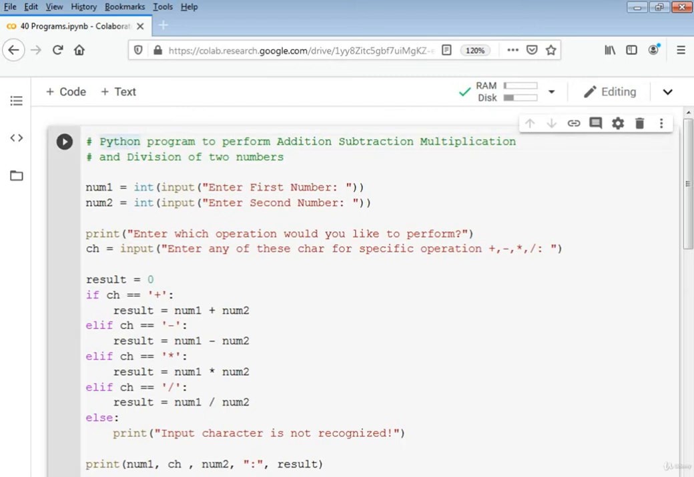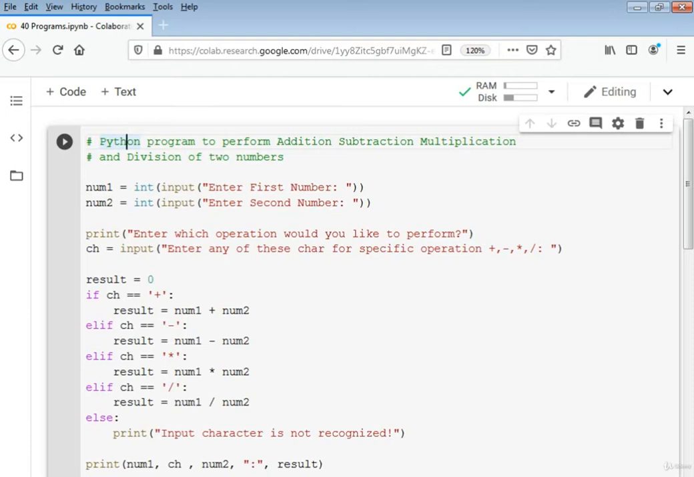This is the Python program to perform addition, subtraction, multiplication and division of two numbers. Here we will take the input of the first number, then we will take the input of the second number, then we will print "Enter which operation would you like to perform." We will prompt the user to enter which calculation he wants to perform on these numbers. The user will have to choose from these options.